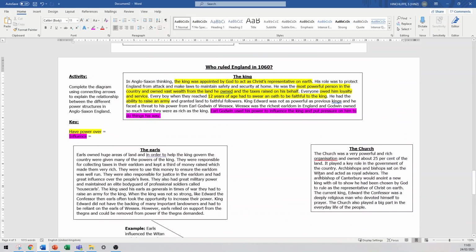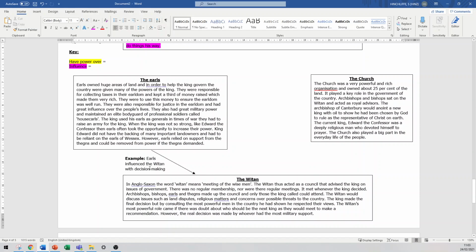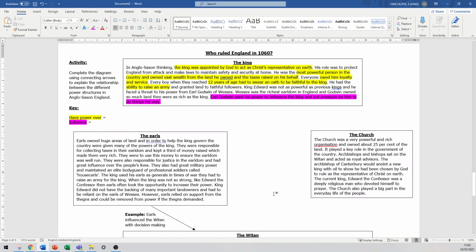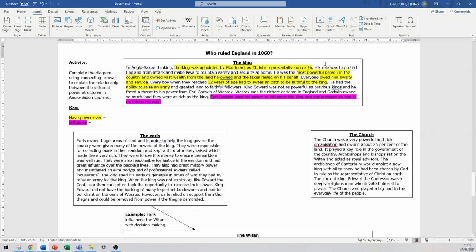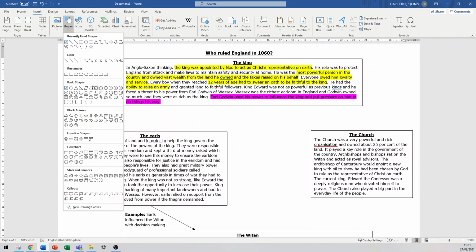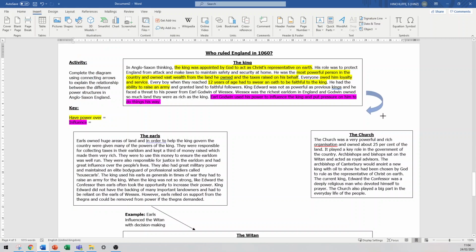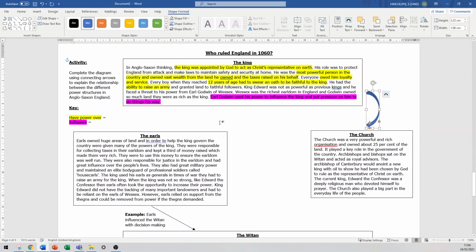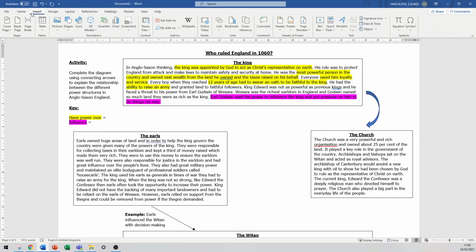But at the same time, what you want to do here is connect arrows to explain the relationship. So here it says the Earls influence the Witan with decision making. What I would say definitely here is that the king definitely has power over the church. So I'm just going to use one of these arrows here just to represent that. I'm going to use a text box.